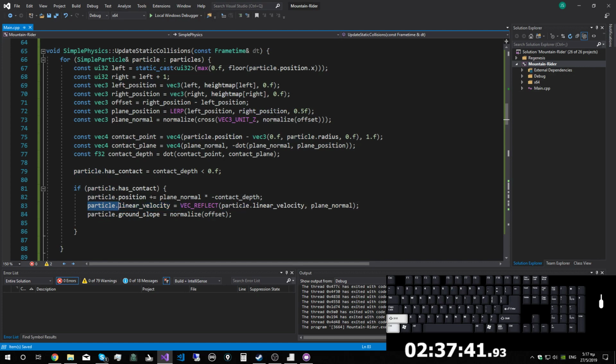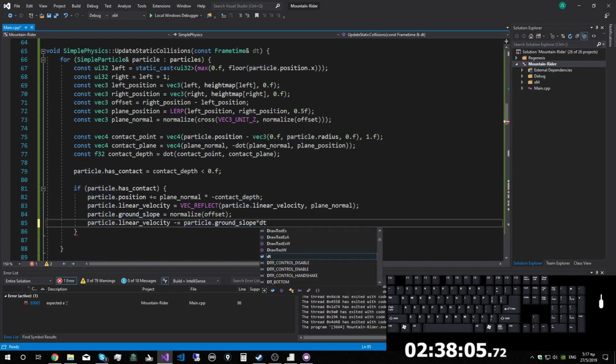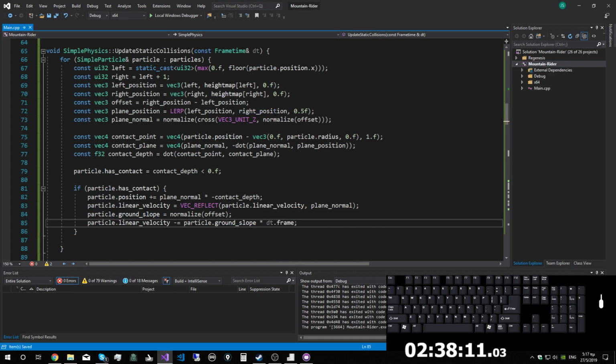So right after we reflect the velocity, we need to subtract the ground slope, I hope, times delta. Let's try that and see.